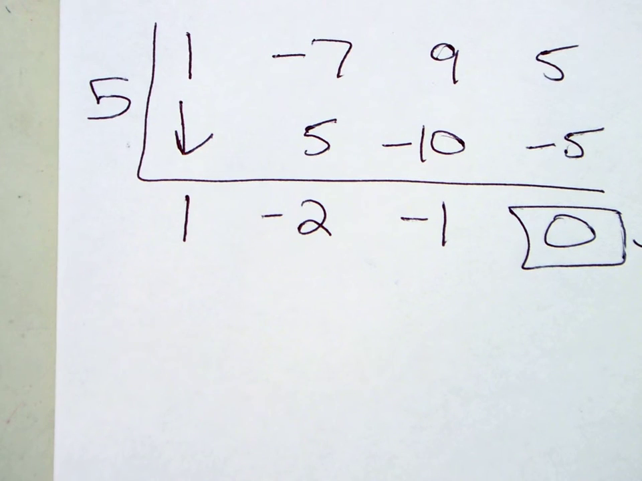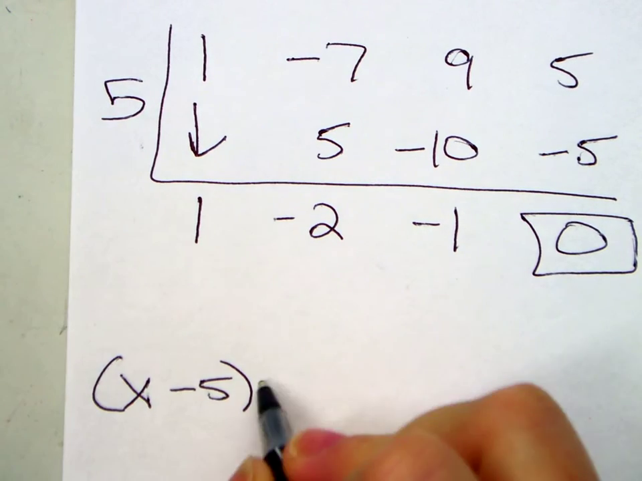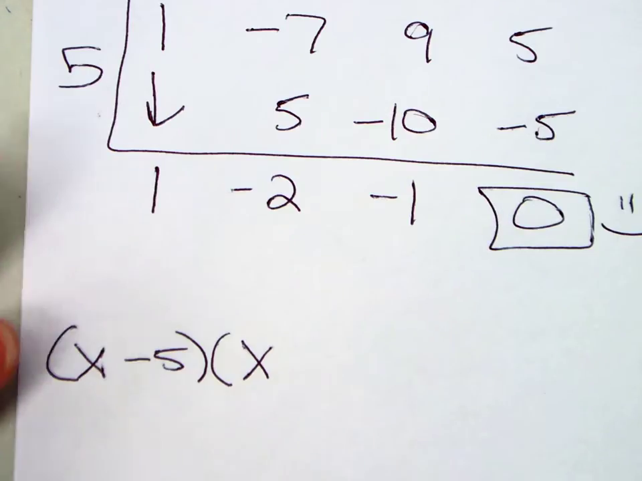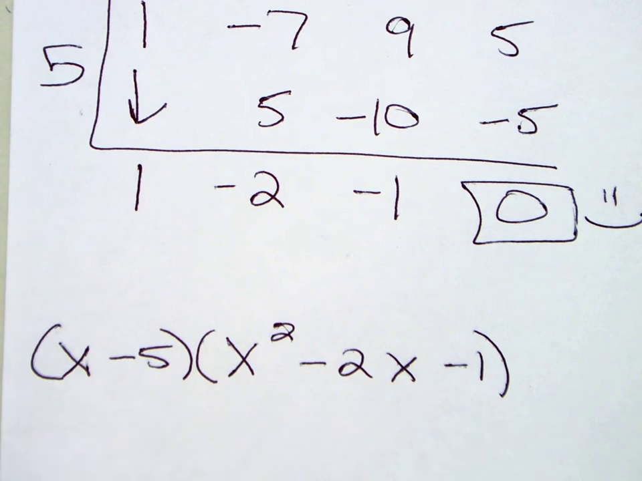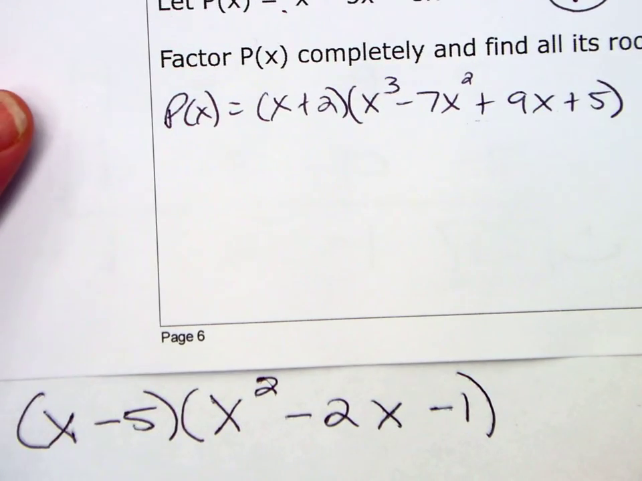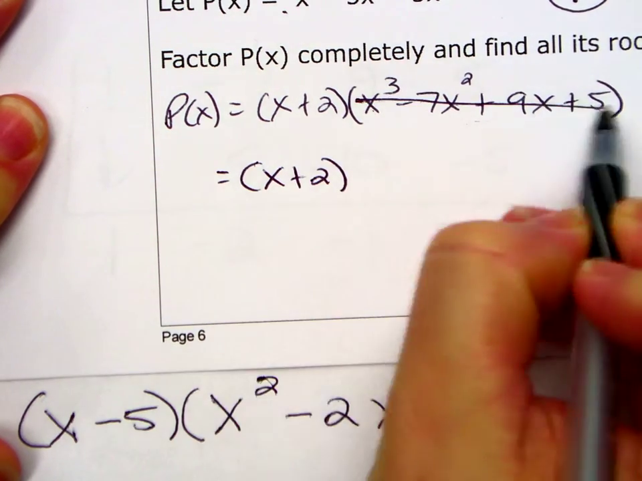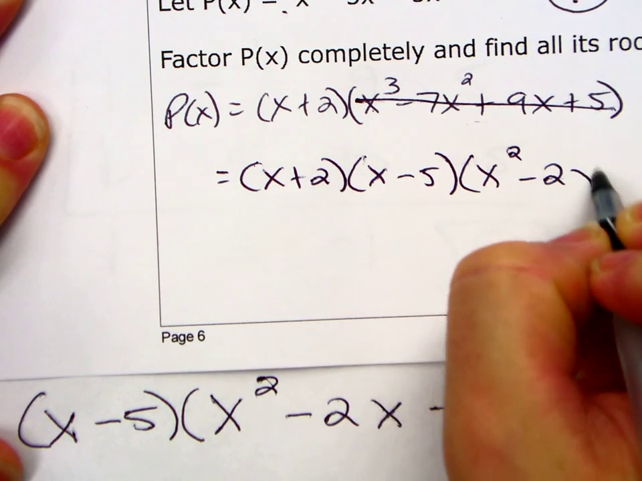All right, so my factor is what? If this is positive 5, x minus 5. And what's left? It was an x cubed, so it goes down to an x squared minus 2x minus 1. Now remember, this is not the answer. This is just this. So let's go back to the original problem. Let me try to show both at the same time. So I have this x plus 2, and then this I'm going to replace with x minus 5, and then x squared minus 2x minus 1.